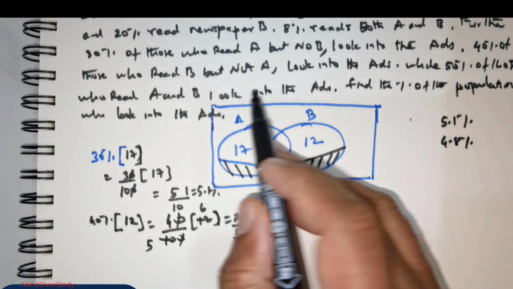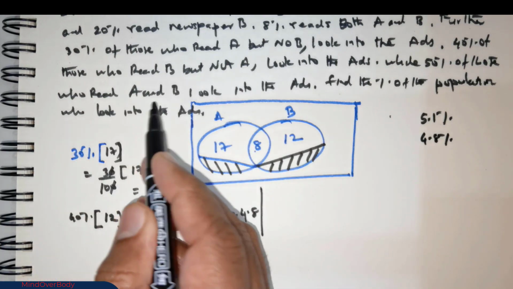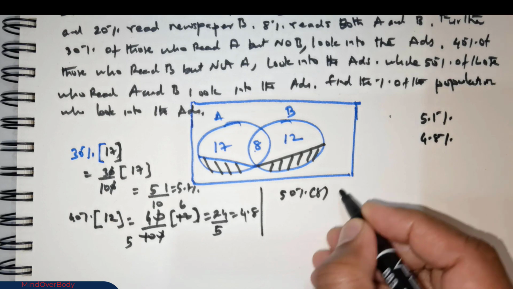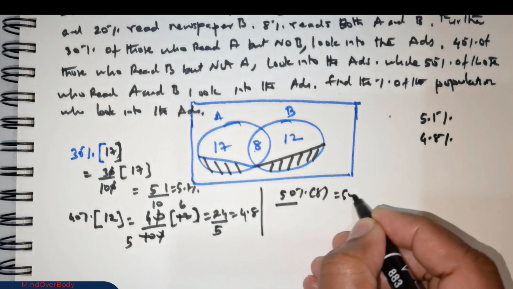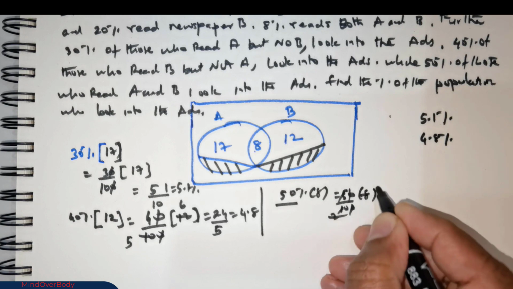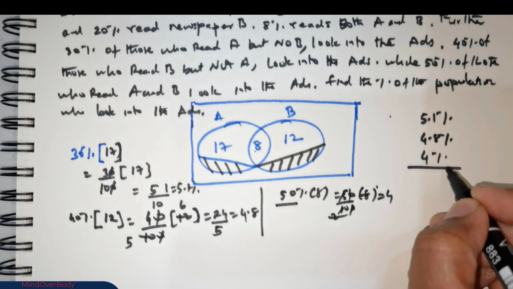Now the next comes 50% of those who read A and B looking at the ad. So 50% of 8. So that's going to be 50 divided by 100 of 8. 0, 5, 2 divides here 4, which is equal to 4. So this is nothing but 4%.